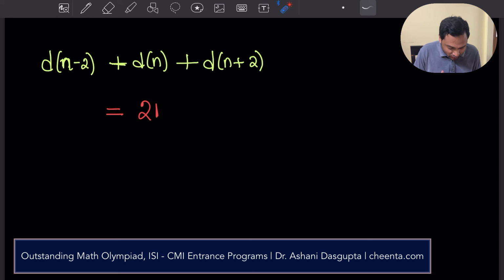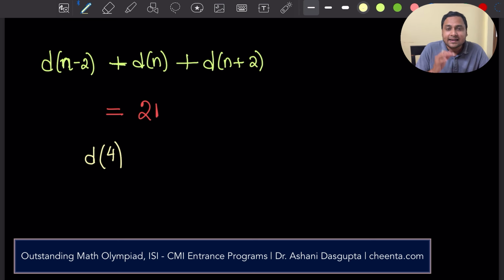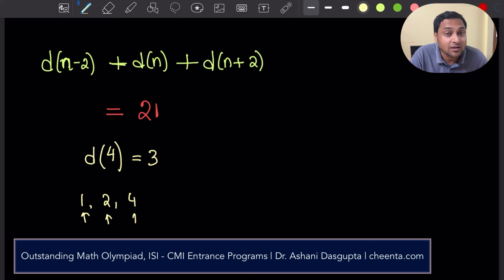So what is this problem about? It works with a particular function called the D function. It's a number theoretic function. Sounds like a mouthful, but it's actually very simple. So if you have D of, let's say, 4, it simply counts the number of divisors of 4. So how many divisors are there? 4 has 3 divisors: 1, 2, and 4. These are the positive whole numbers which divide 4. So D of 4 is 3. Why? Because there are 3 divisors of 4.